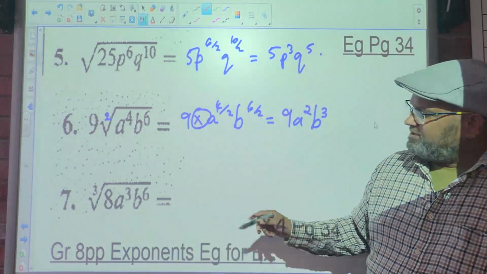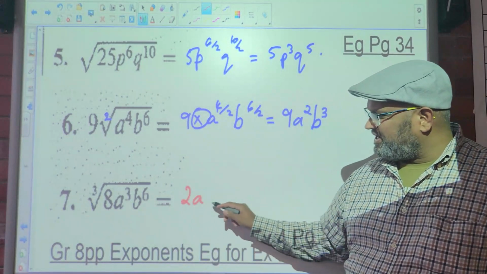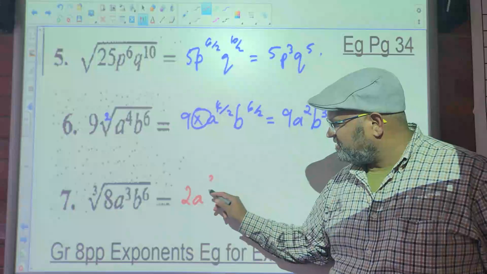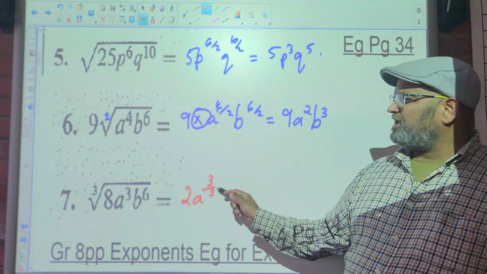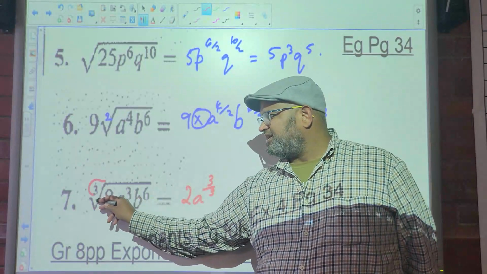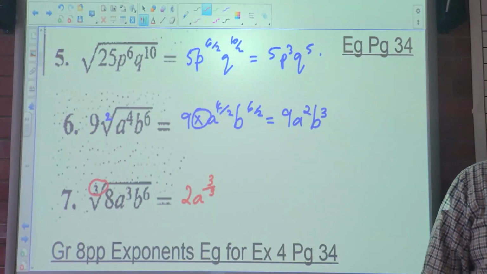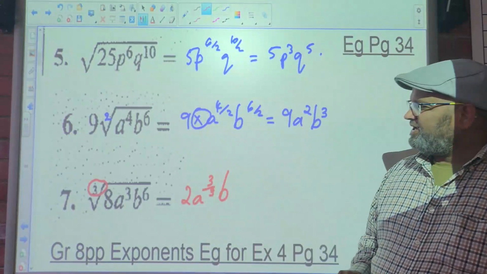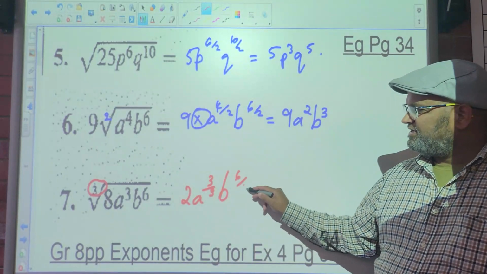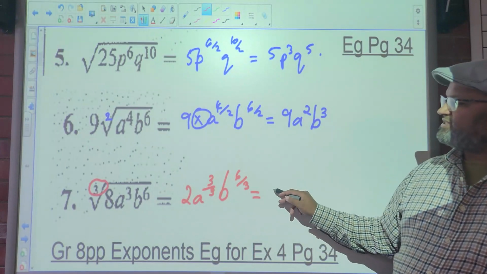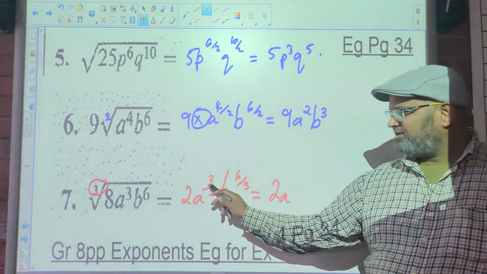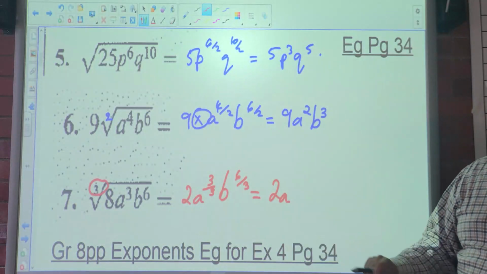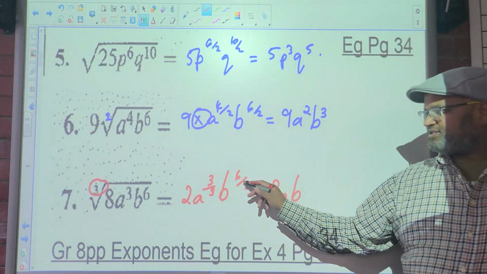What's the cube root of 8? 2. A 3 over 3. Why over 3 and not 2 any longer? Because that is the cube root. Verstaan jy? Ja. So it will be B 6 over 3. So that will give us 2A. Of, I mean, 3 over 3 is 1. Do I have to write the 1? No. B 6 over 3, which is?